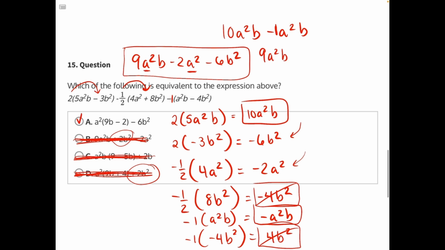If we factored out an a squared, we would be left with a squared, the 9 would stay, the b would stay, minus the 2 would stay, but the a squared is completely gone, minus 6b squared, and that perfectly matches answer choice A, our correct answer.